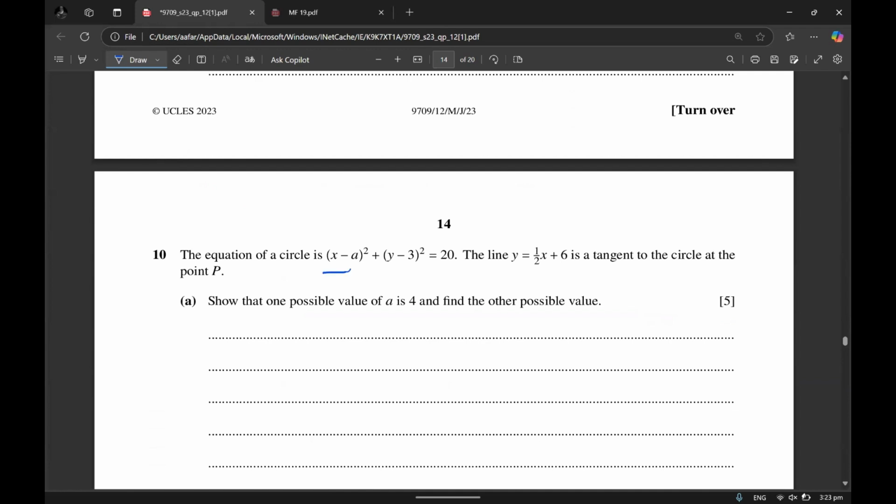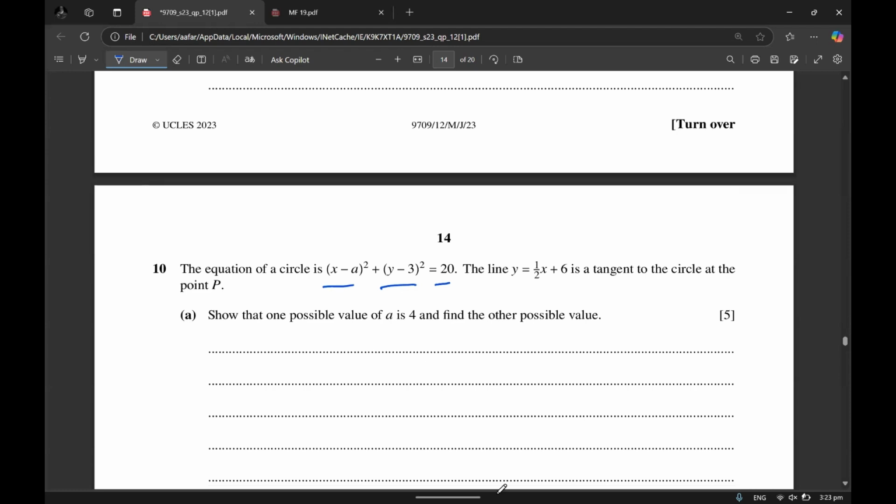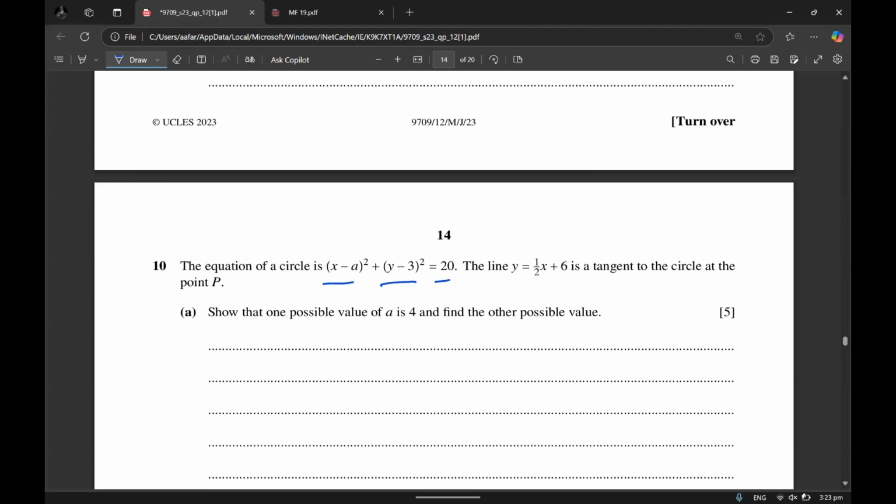Okay. The equation of a circle is x minus a whole square plus y minus a whole square is equal to 20. Then y is equal to half x plus 6 is a tangent to the circle at the point P. Show that one possible value of a is 4 and find the other possible value. Since it is a tangent to the circle, that means that they both are equal at one point. So we can put y in here. Just do that.